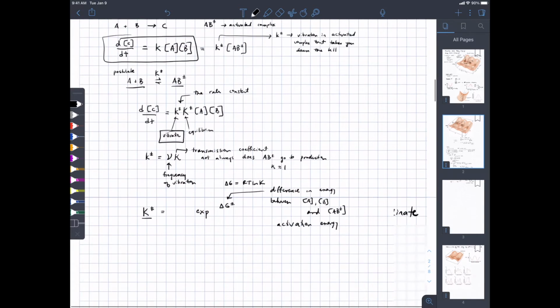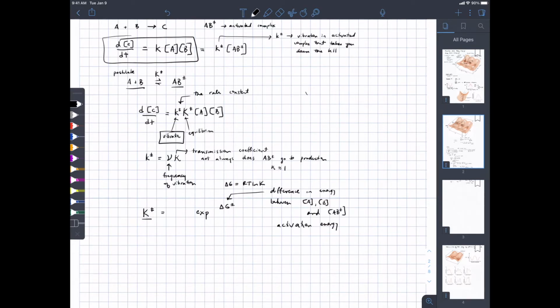All right, so this is how we've dealt with reaction coordinate diagrams, or you've seen them before. You have your starting materials, A and B. You have your products, AB. Here is the activated complex, or the transition state, and this is the activation energy. And you've had this idea that if the activation energy is higher, it makes the reaction go slower. And this is how that happens. The activation energy affects the rate constant.